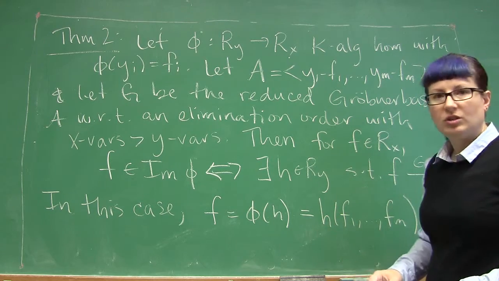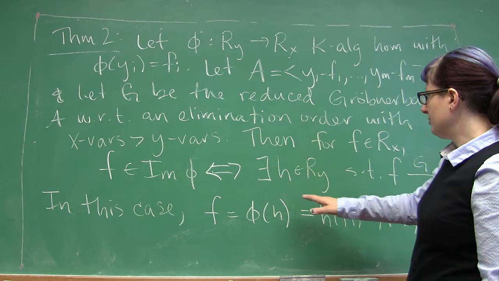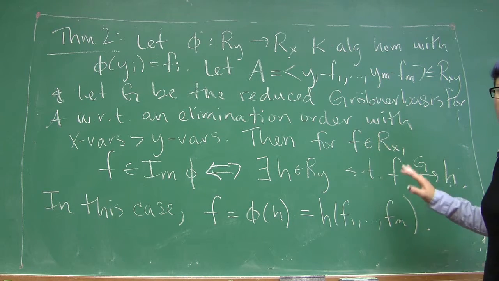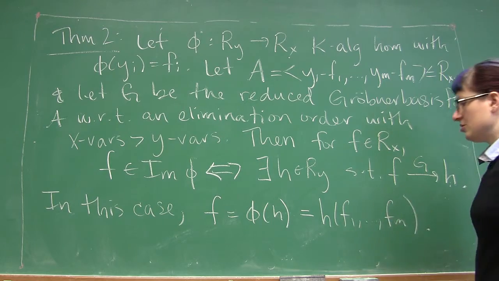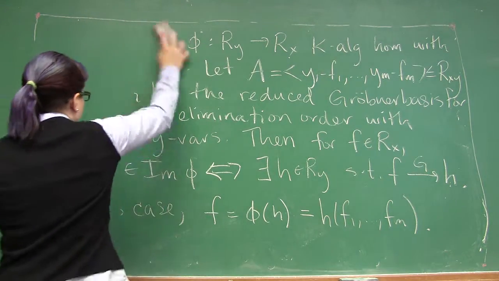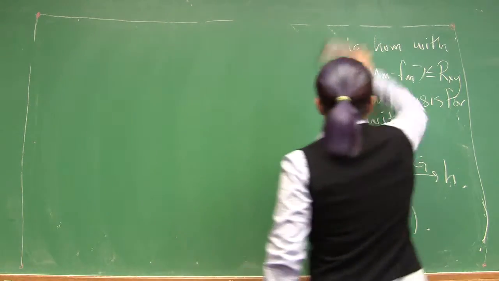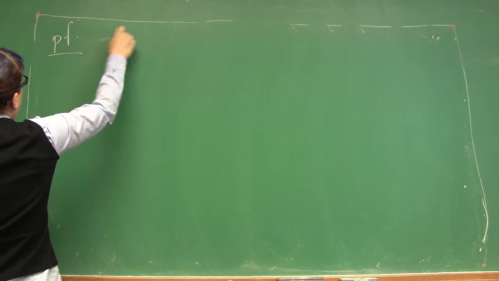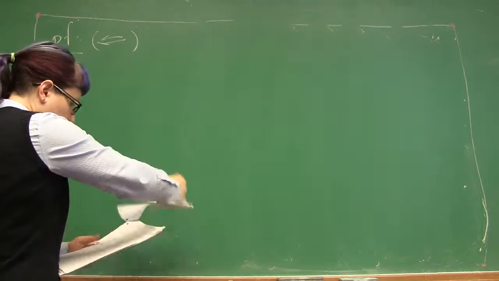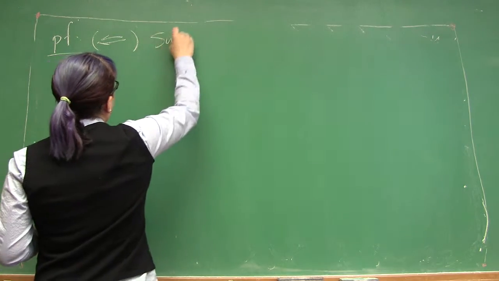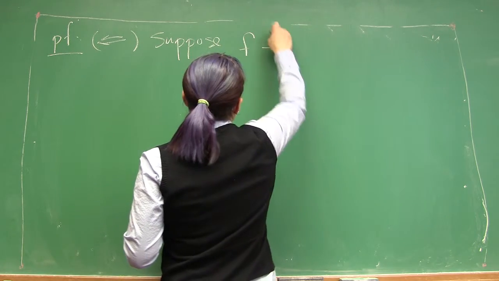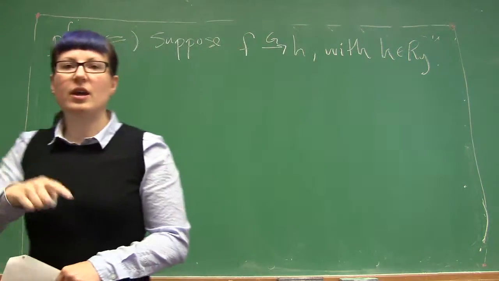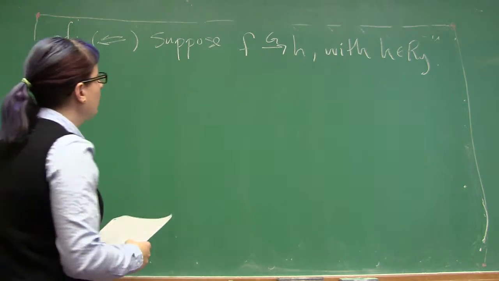So let's start with the reverse direction. That's a little bit faster. So we want to assume that f reduces down to a polynomial just with y variables using the Grubner basis and show that it has to have a preimage. So suppose f reduces via G to h with h in Ry. We know that f minus h is in the ideal A, for which G is a Grubner basis.